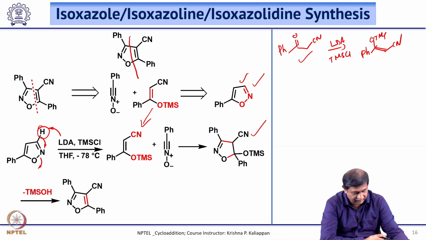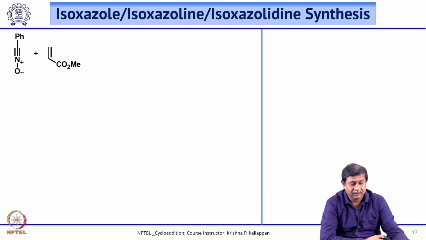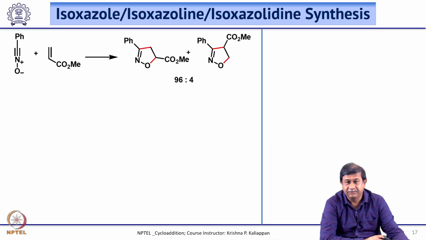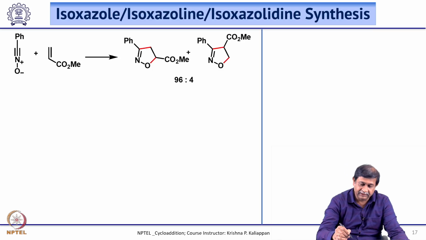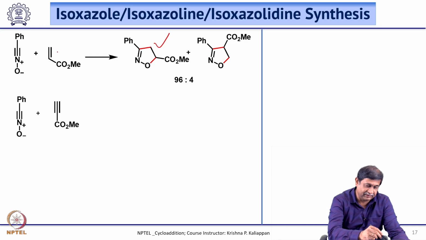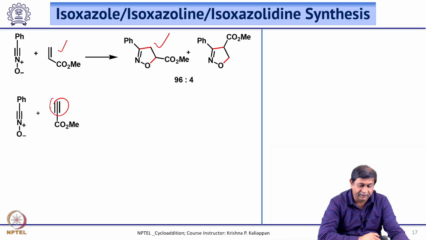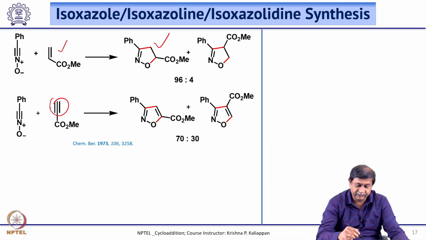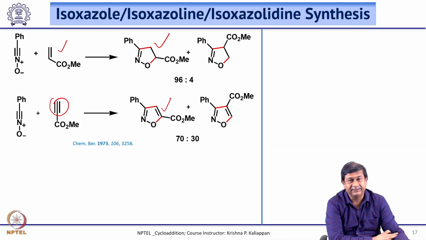It's called isoxazole. With methyl acrylate, it will give a mixture of these two regioisomers, and this is the major isomer. And if you have methyl propiolate instead of methyl acrylate, so you have a triple bond, then again you will see this is the major product. The 1,3 isomer is the major product.